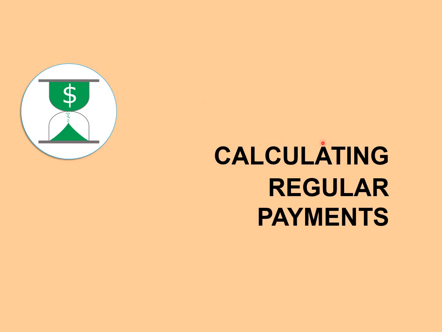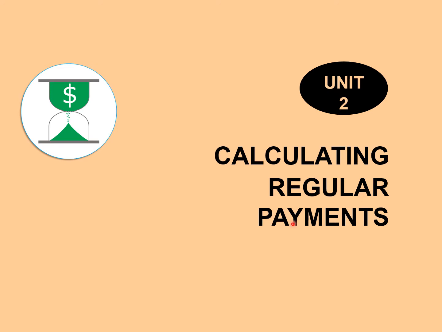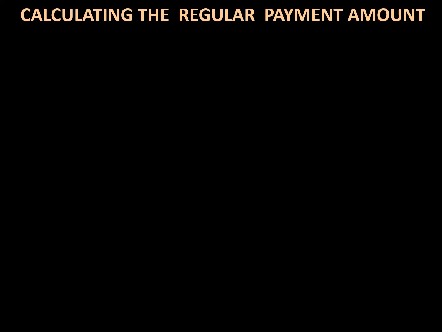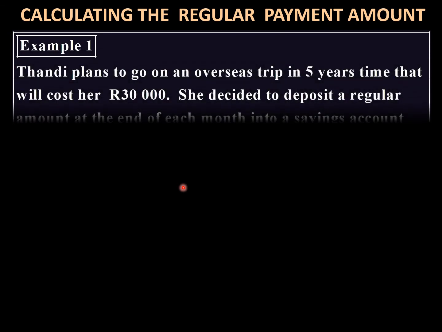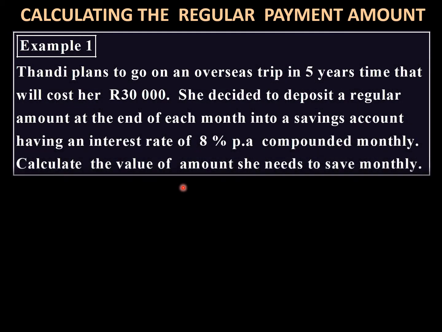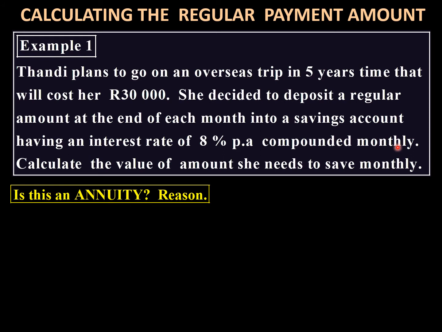Now we're ready to do some calculating, and we're going to start off with calculating the regular payment amount, or the value of X. Let's look at our first example. We have Thandi who plans to go overseas in 5 years' time, and the trip will cost her 30,000. She decided to deposit a regular amount at the end of each month into a savings account. The interest rate is 8% compounded monthly. We'd like to calculate the amount she needs to save monthly.